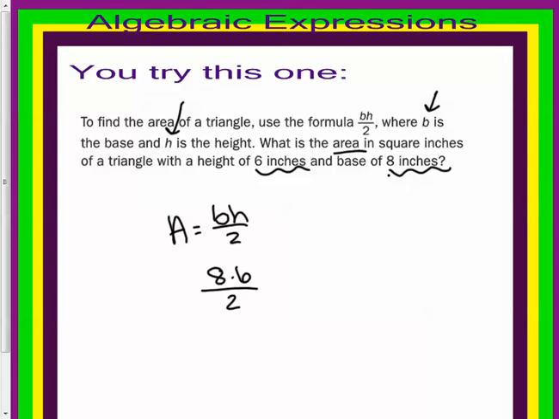Okay, so when you plug it in, this is what it looks like. So when I multiply, I get 48, and divided by 2 is 24. So the area is 24 inches, and these just happen to be squared inches because you're taking inches times inches. But we'll get to that in a later video.